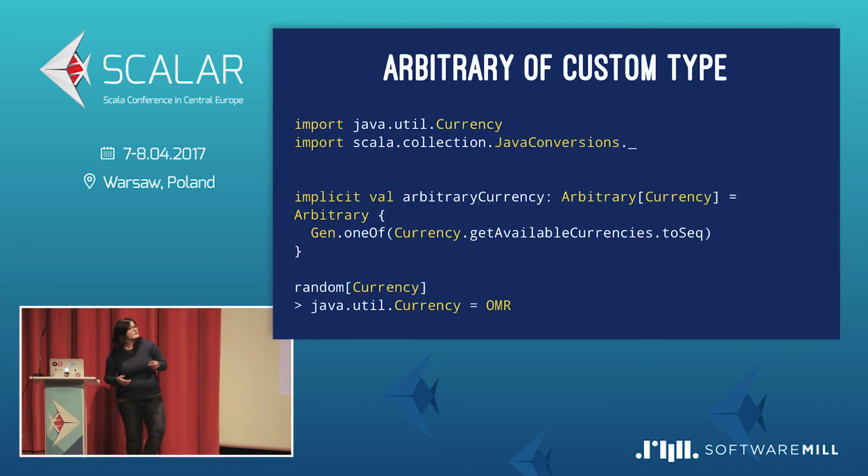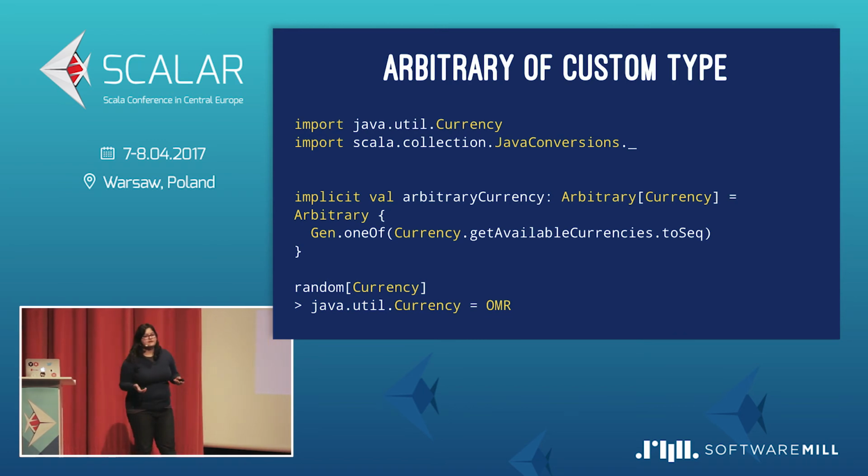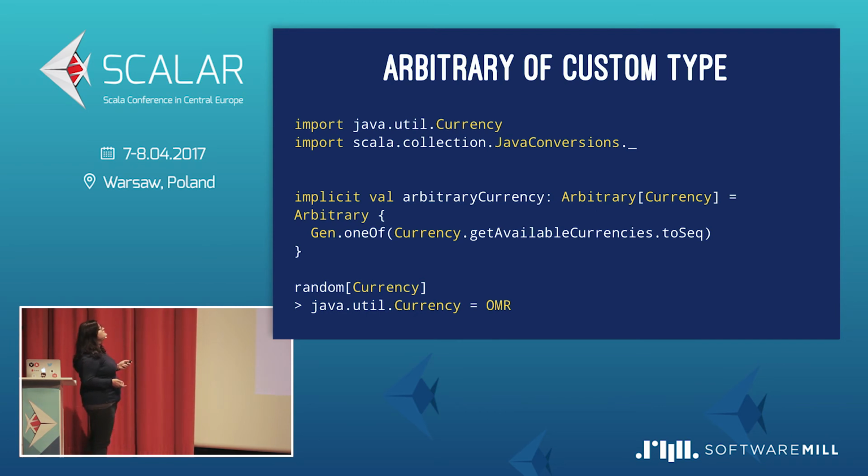For example, if you have a currency from java.util, it is not a case class, it's not a sealed trait, it's a Java thingy. So the compiler doesn't know, well, Shapeless doesn't know how to generate a random instance of a currency. So all you have to do is to say, okay, I'm going to create an arbitrary of currency that contains a Gen.oneOf of all the currencies that I can see. And it works.